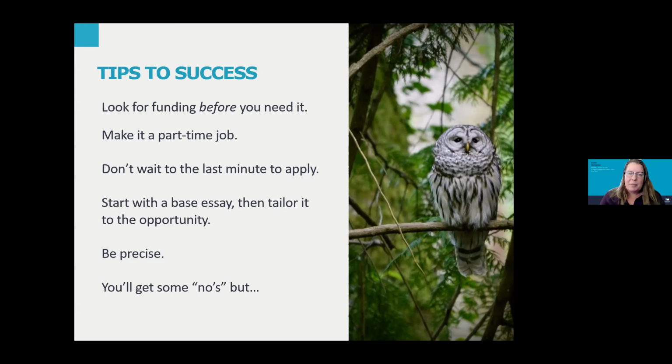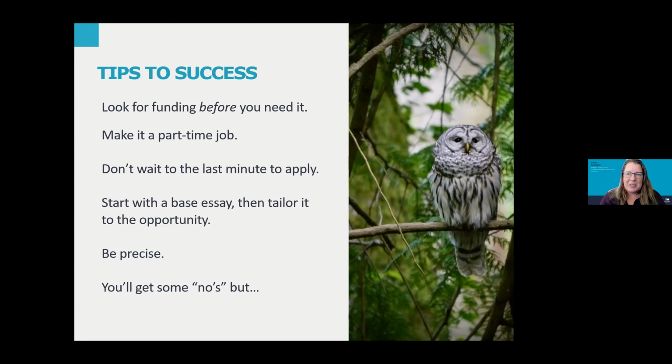Make it a part-time job. It's guaranteed, if you put some effort into the application and you've done some diligent work towards it, it'll pay off better than a job at Starbucks or the gas station for sure.